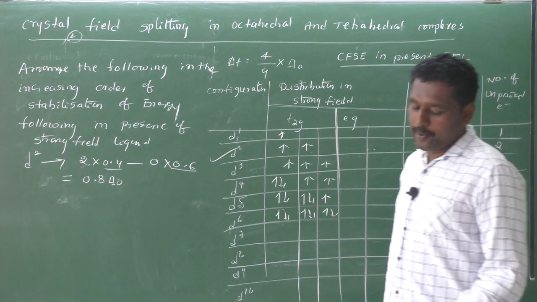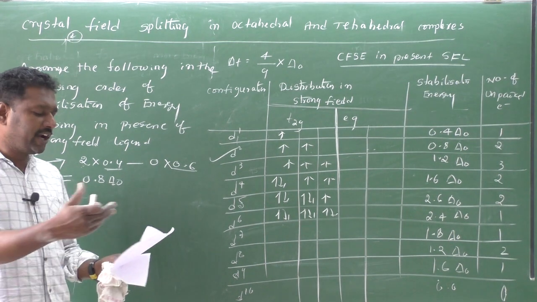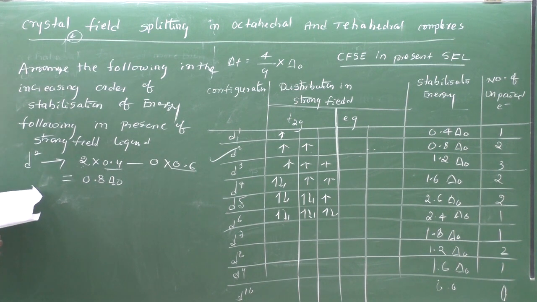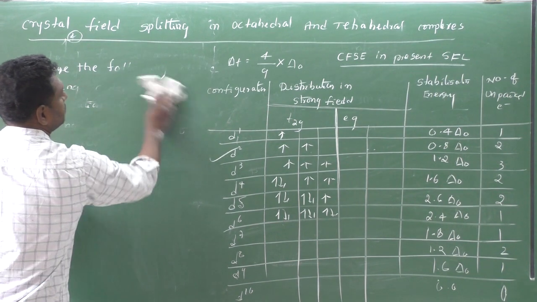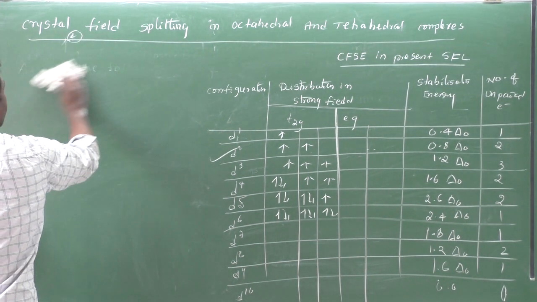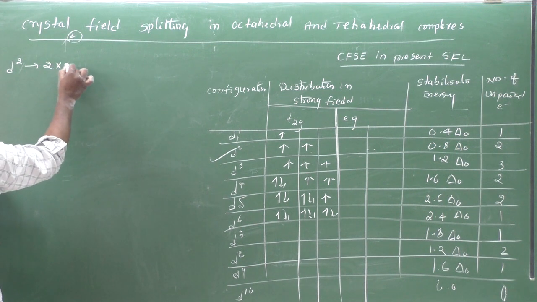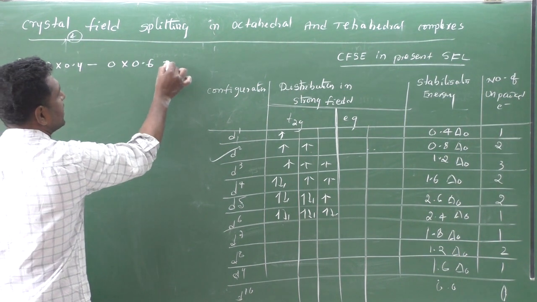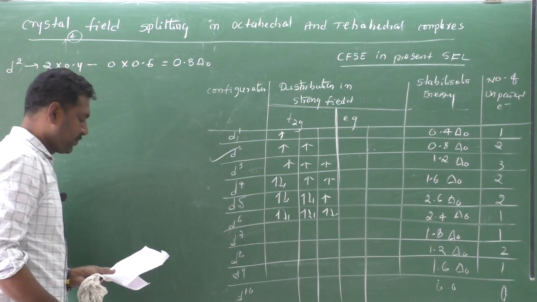So, the increasing order of stabilization for different orbitals: we calculate d2, d3, d4, d5 up to d10. First I will calculate d2: 2 into 0.4 minus 0 into 0.6. That value is 0.8 Δ0.